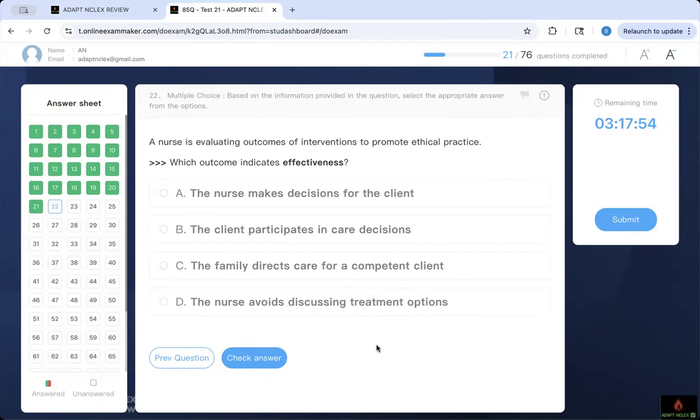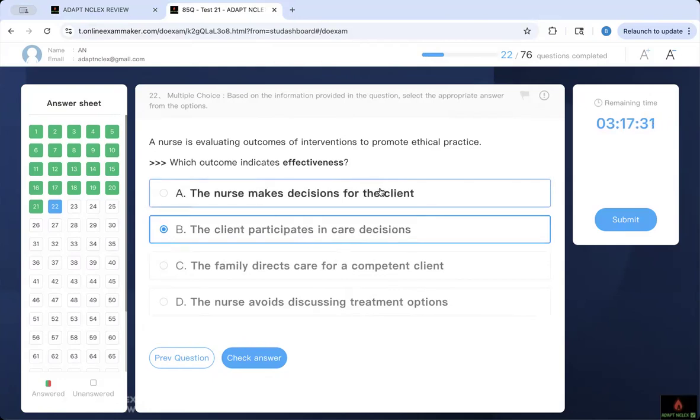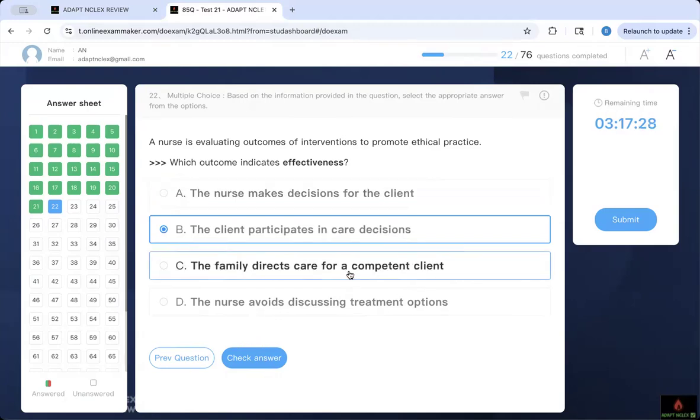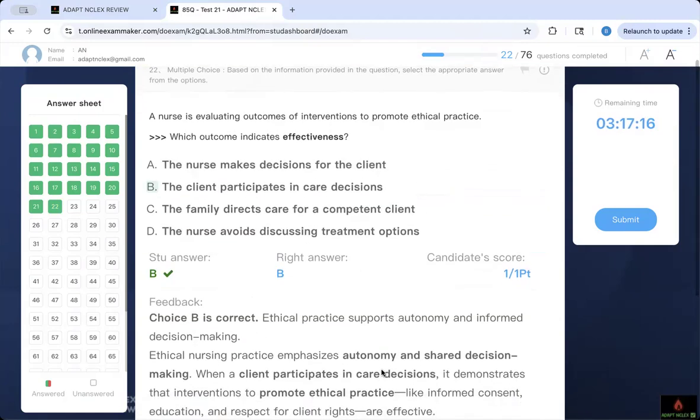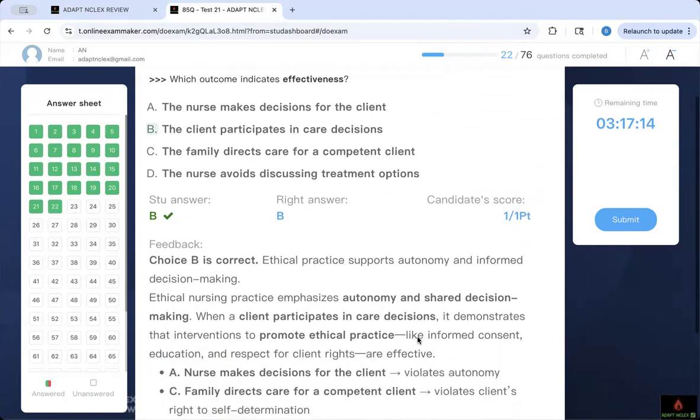What is the principle of ethical practice? And I'm giving you the concept. It means autonomy, self-decision making. Which of these ensures the patient has autonomy and makes self-decisions? That's all. He participates in the care decision. That's the right answer. Nurse making decisions for the client, that's no autonomy. Family directing care, that's no autonomy. Nurse avoiding discussing treatment options, you can't ignore the patient in the treatment management. So the ethical principle of autonomy is indicated appropriately.